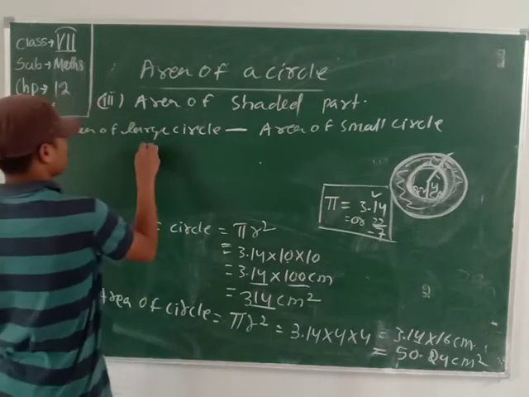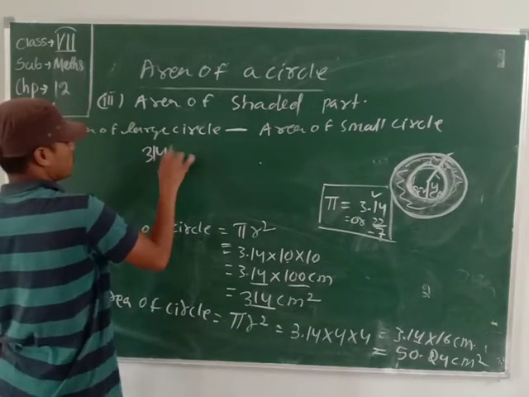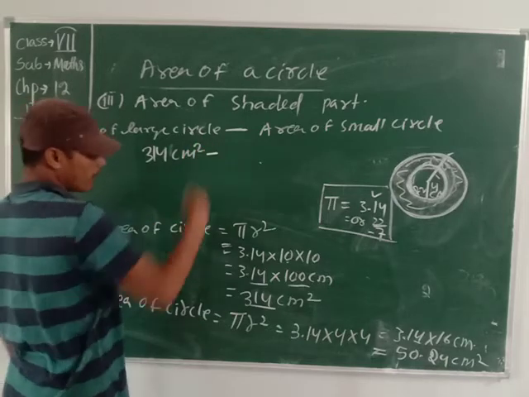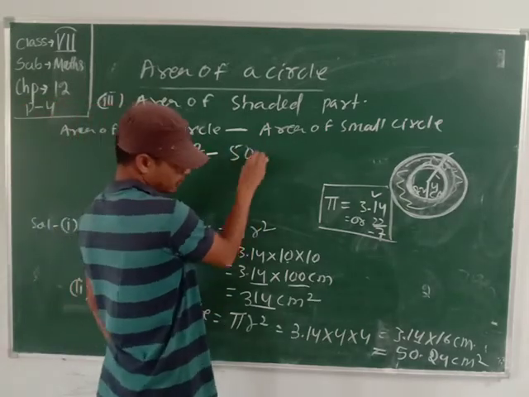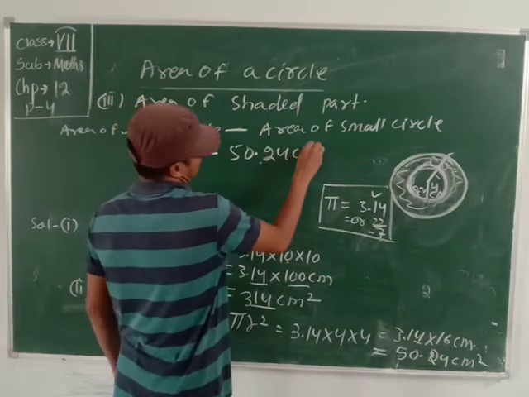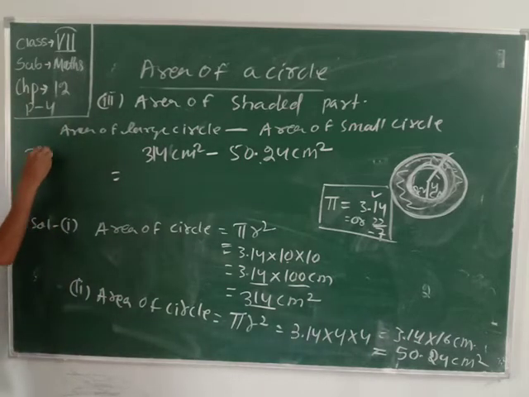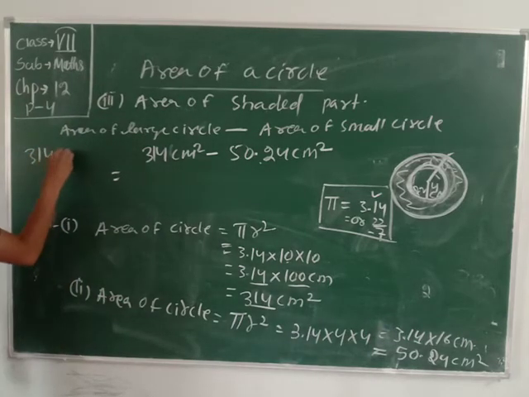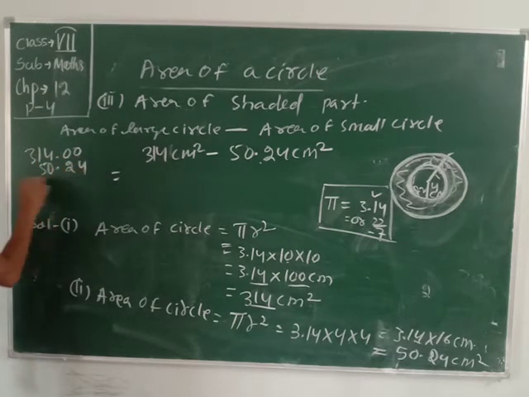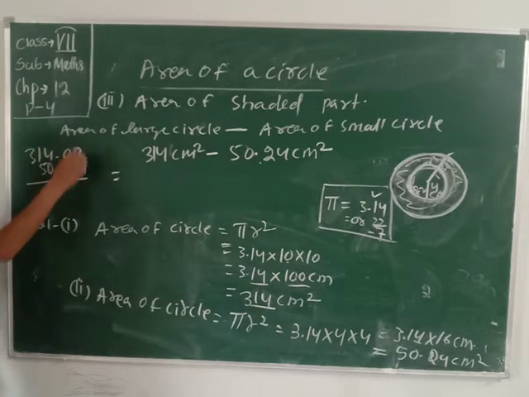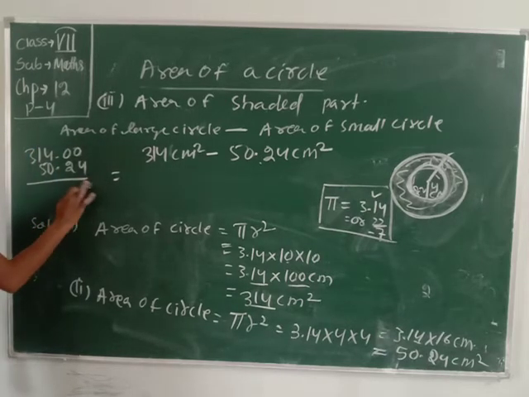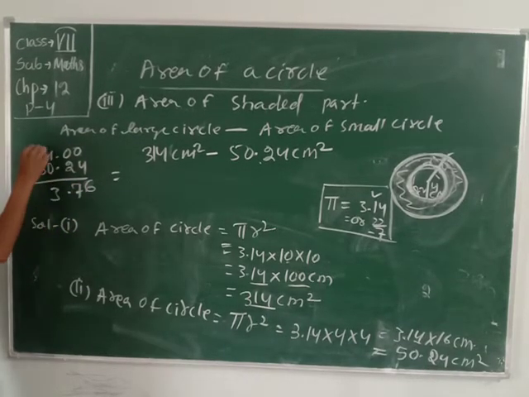What is the area of the large circle? 314 centimeter square minus 50.24 centimeter square. How can we find the answer? 314, no decimal point, that means 314.00, minus 50.24. Subtracting, 0 minus 4 gives 6 after borrowing, then 9 minus 2 equals 7, then 3, then 11 minus 5 equals 6, giving 263.